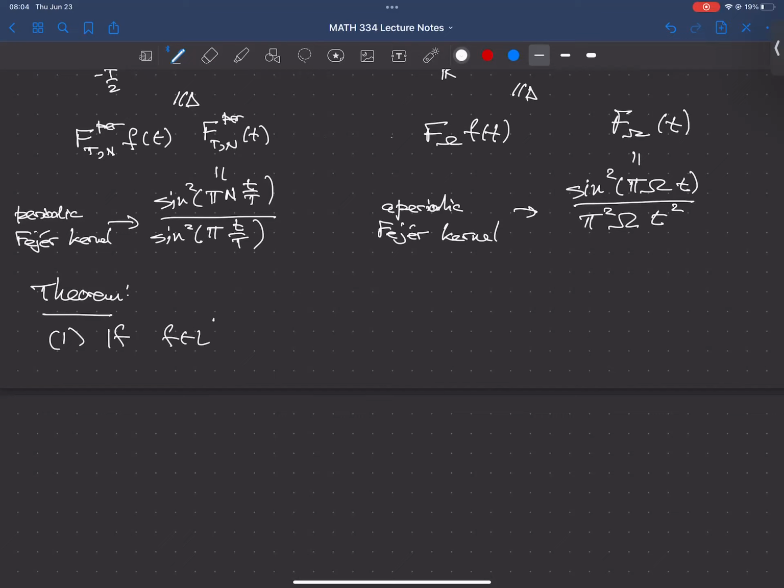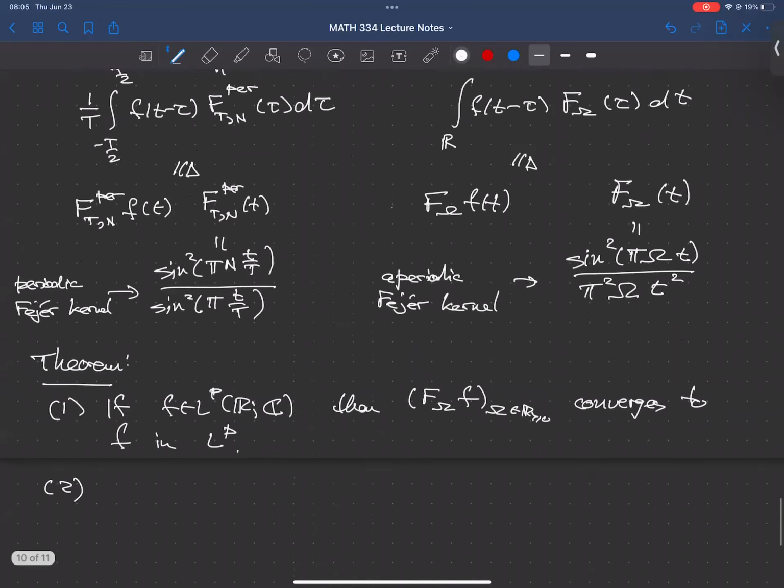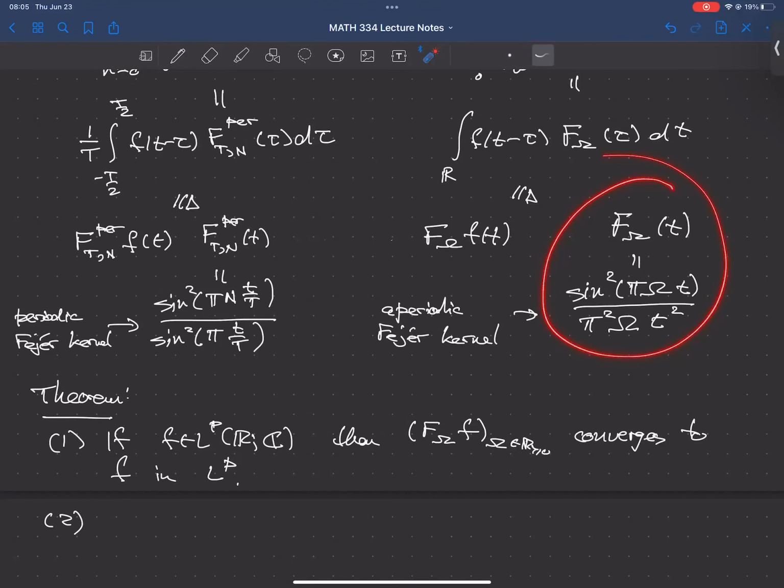So if f is in LP, then this family of averaged partial integrals converges to f in LP. Now, this fact really just follows because the Fourier kernel is an approximate identity. We talked about approximate identities and how they give us exactly these kinds of convergence and approximation properties.